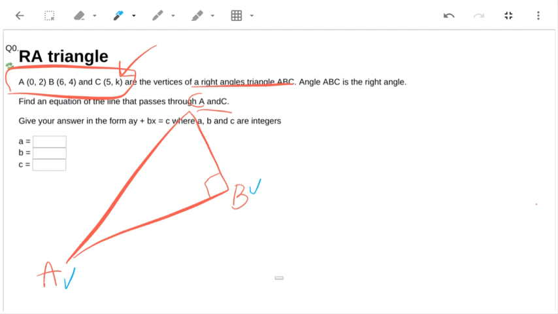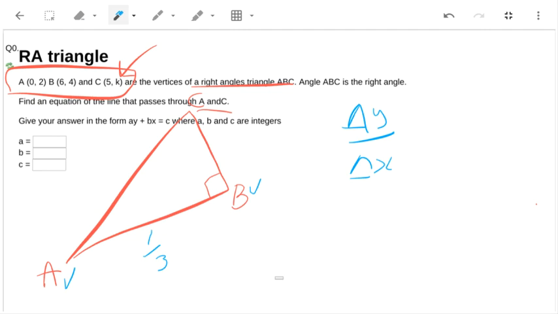So the first thing I'm going to do is find the gradient of A to B, because that's going to help me get the gradient of B to C. Now, gradient is change in y over change in x. For A to B, it's 4 minus 2, which is 2, and 6 minus 0, which is 6. So the gradient from A to B is 1/3.